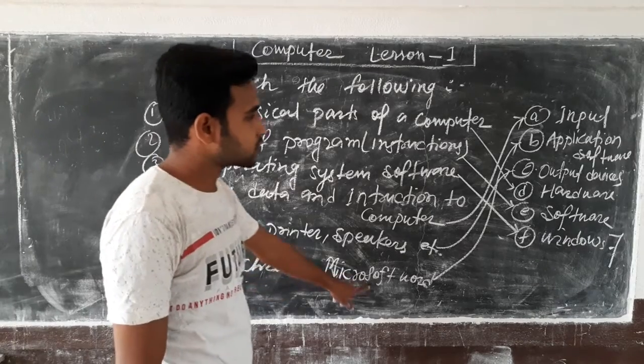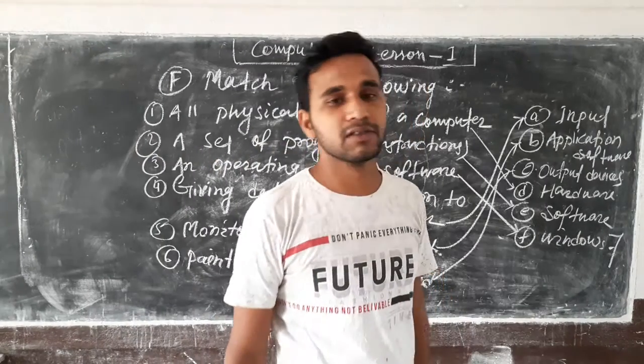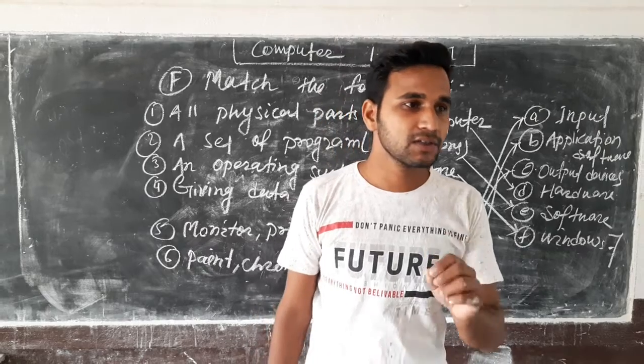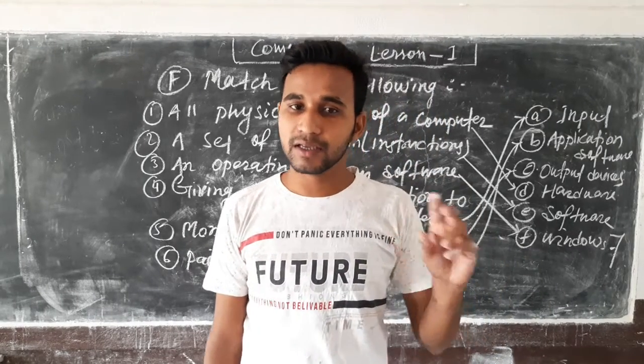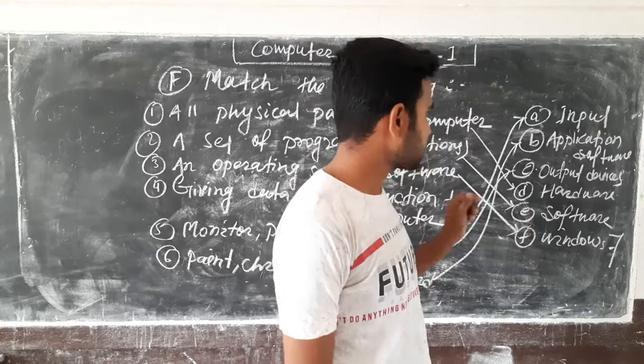Paint, Chrome, Microsoft Word. These are all application software. Software has two types. First, operating system, and second, application software.